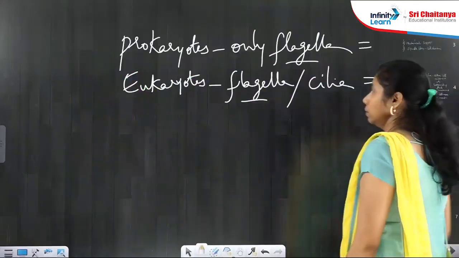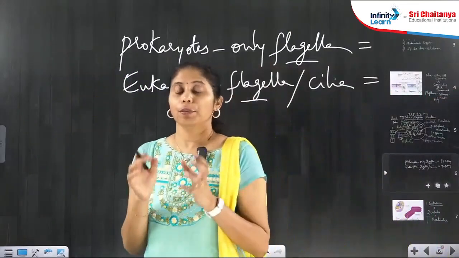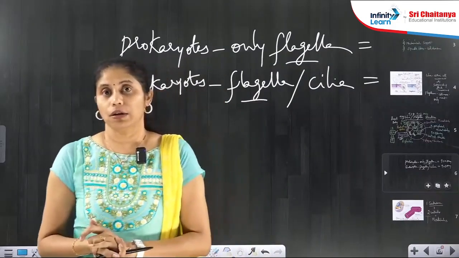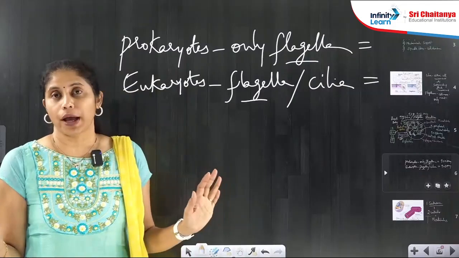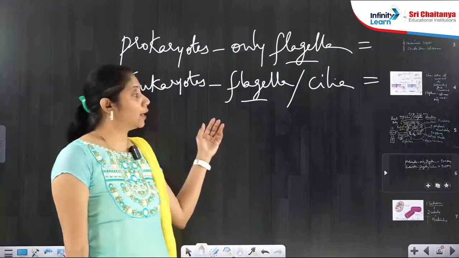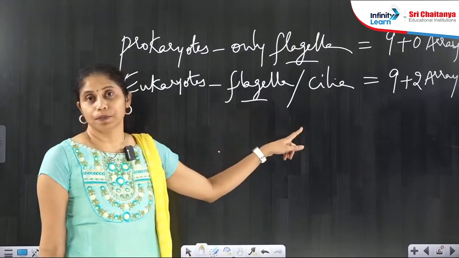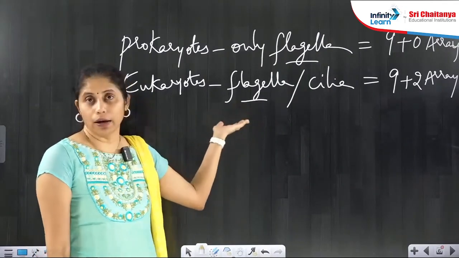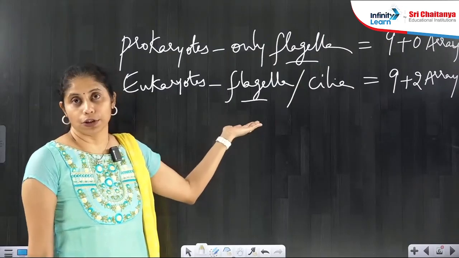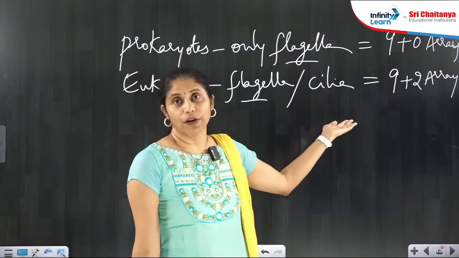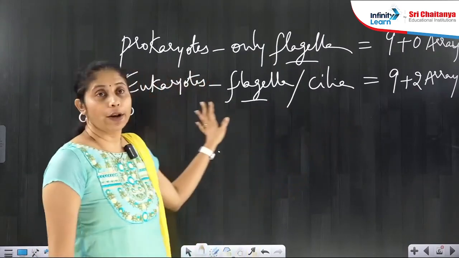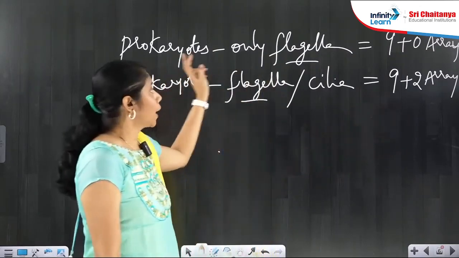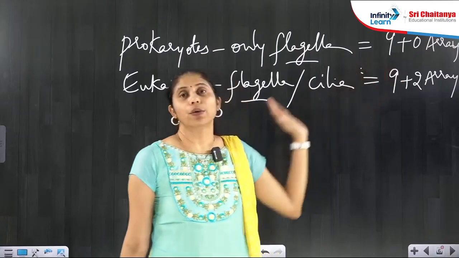The next one. Prokaryotic organisms or prokaryotic cells, if they are motile, will have only flagella. They don't have cilia. Cilia are absent in prokaryotes, whereas eukaryotes contain either flagella or cilia. So a cell may have flagella, like Euglena. It will have a flagellum for its locomotion. Cilia are present in Paramecium for its locomotion. So eukaryotic flagella will have a 9 plus 2 arrangement, 9 plus 2 array, and the prokaryotic flagellum will have a 9 plus 0 arrangement.